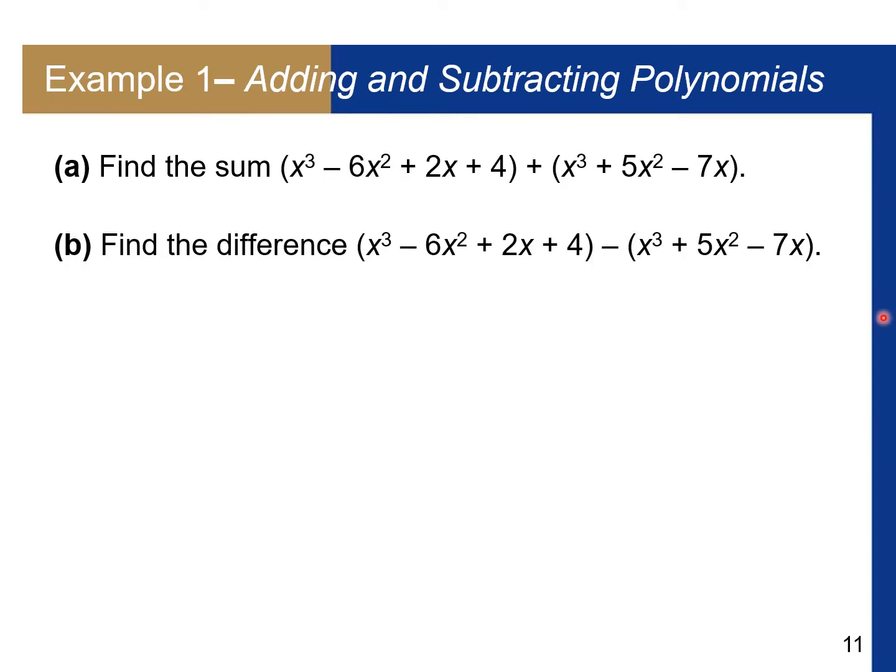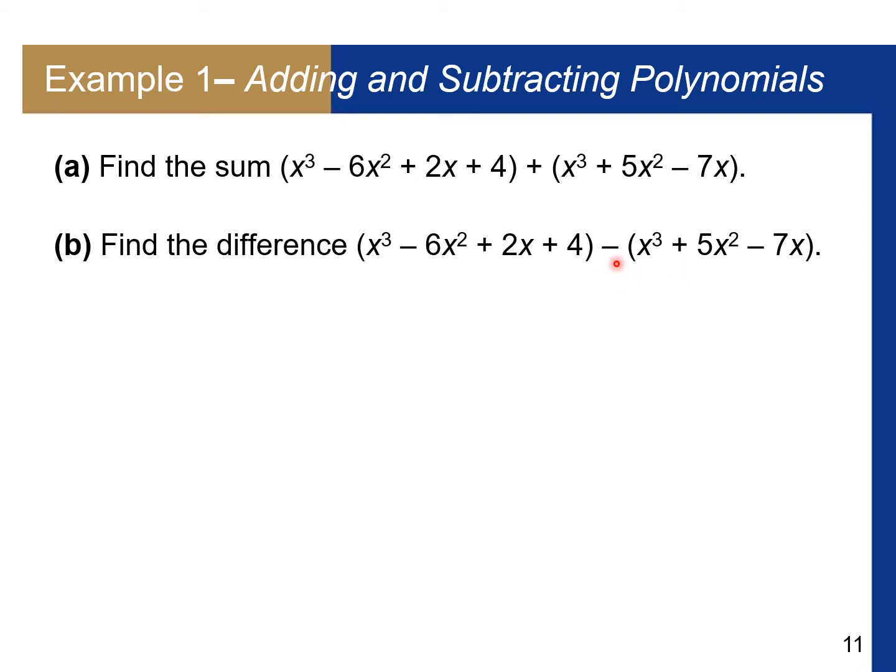Okay, here we're going to have a couple examples. You can see we have some like terms here. I have an x cubed and an x cubed, so that'll be 2x cubed. I have a negative 6x squared, and a 5x squared will give me a negative 1x squared. I have 2x and a minus 7x, which when I add them will give me negative 5x, and then plus 4 by itself.